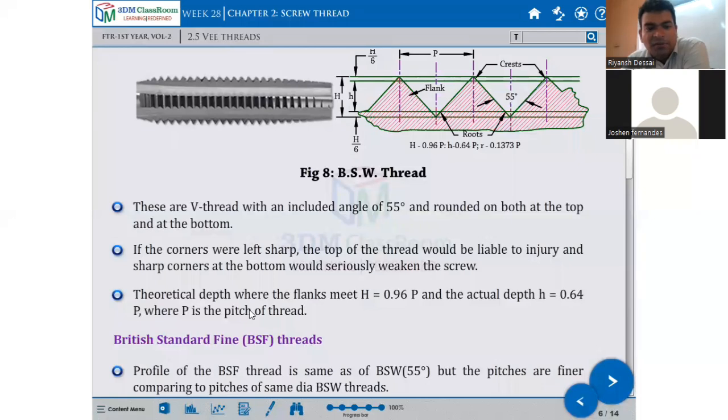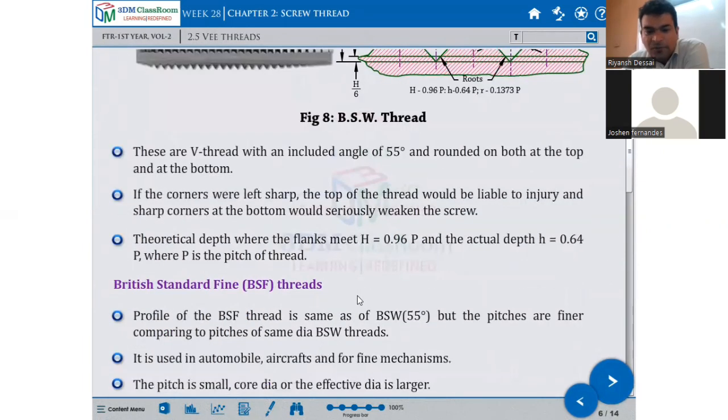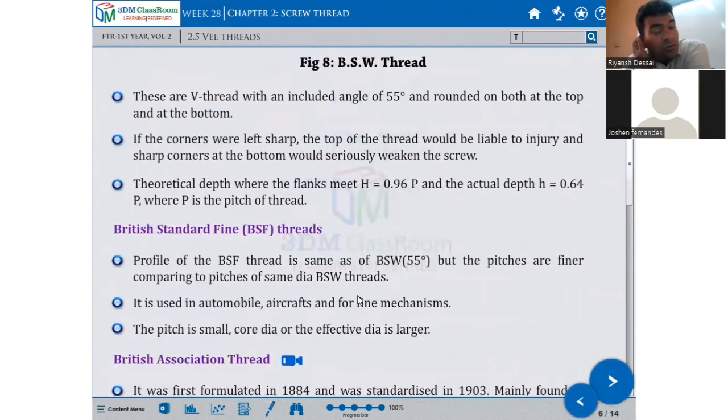Then the theoretical depth where the flanks meet, H, is equal to 0.96 pitch. Multiply 0.96 by the pitch and you will get the total depth of the thread. And the actual depth h is 0.64 p, where p is the pitch of the thread. This is a simple relation you can remember or draw in engineering drawing. Next year in engineering drawing you will have to draw this thread and the relation. Not this year, but you should remember.